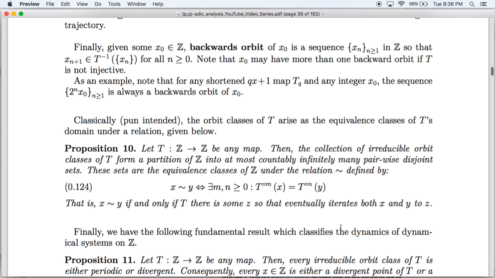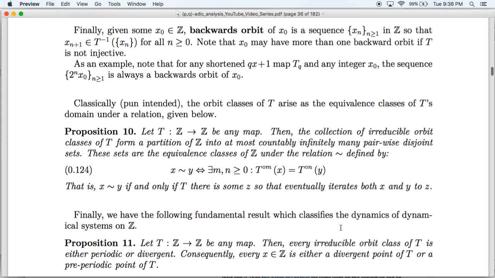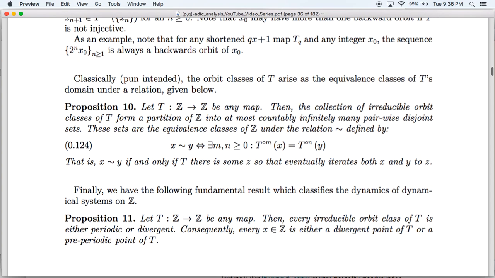Finally, we have the following fundamental result, which classifies the dynamics of dynamical systems on Z. For any self-map of Z, every irreducible orbit class of T is either periodic or divergent, meaning that every integer x is either a divergent point, meaning it gets sent to infinity, or a pre-periodic point, meaning it gets eventually iterated to a periodic point. The proof of this is really straightforward. It's a good exercise. The basic idea is to use the pigeonhole principle.